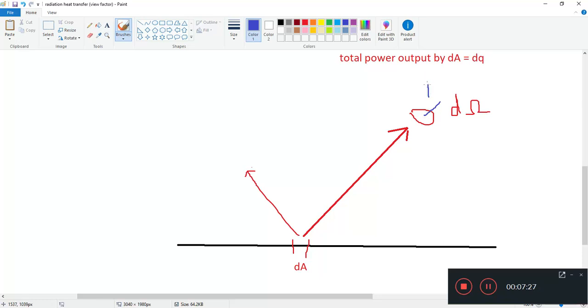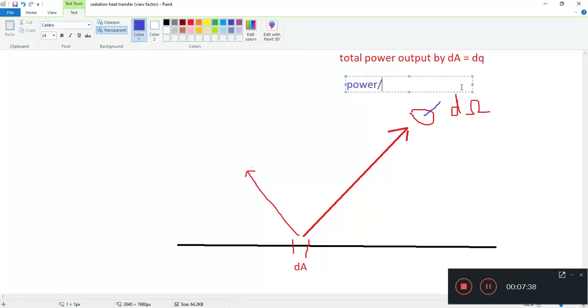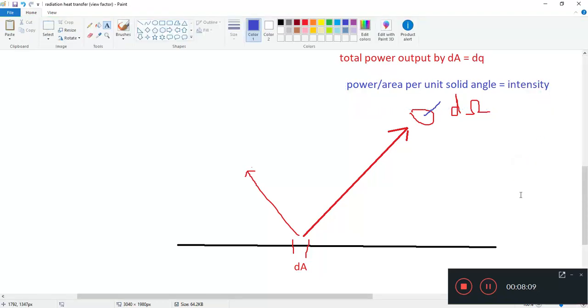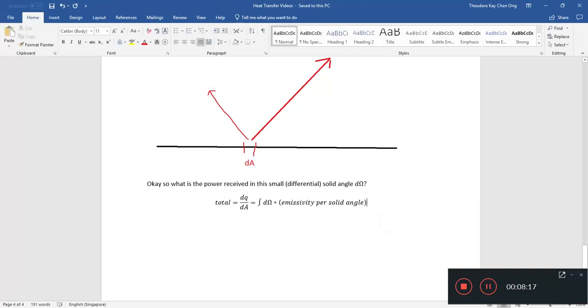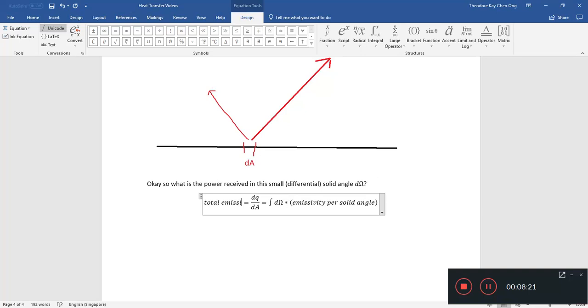So we will have a power, or rather power per unit area per unit solid angle. And what will this be? This is something we like to call intensity. So this is something we define as intensity. Total.